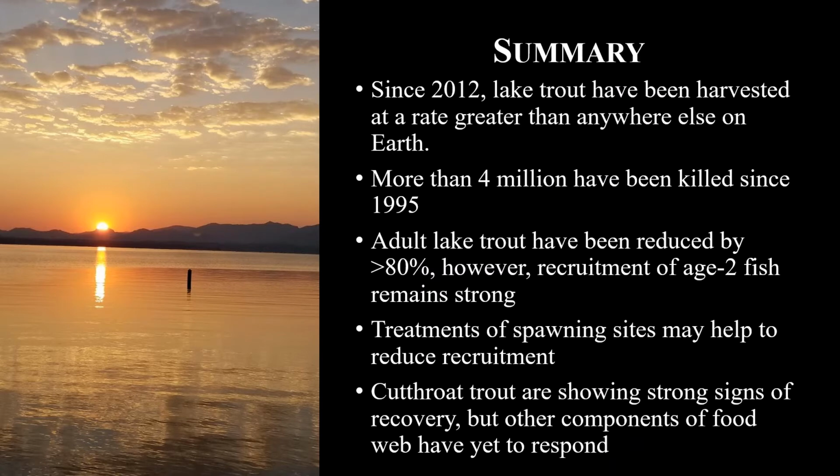So to summarize for Yellowstone Lake, since 2012, lake trout have been harvested at a rate greater than anywhere else on Earth. More than 4 million lake trout have been killed since the program began in 1995. Adult lake trout have been reduced by more than 80%. However, recruitment of age 2 fish remains strong. Treatments of spawning sites may help to reduce this recruitment. The cutthroat trout are showing strong signs of recovery, but other components of the food web have yet to respond.